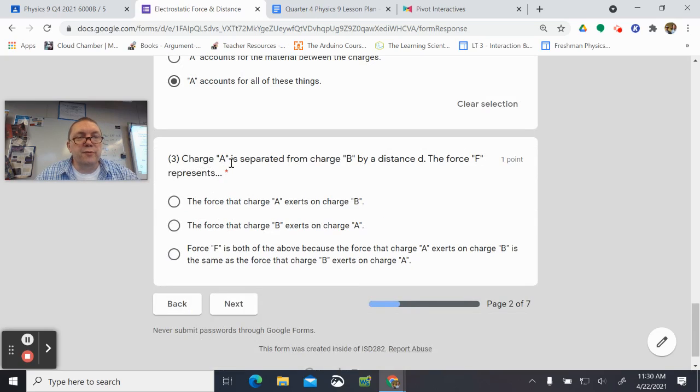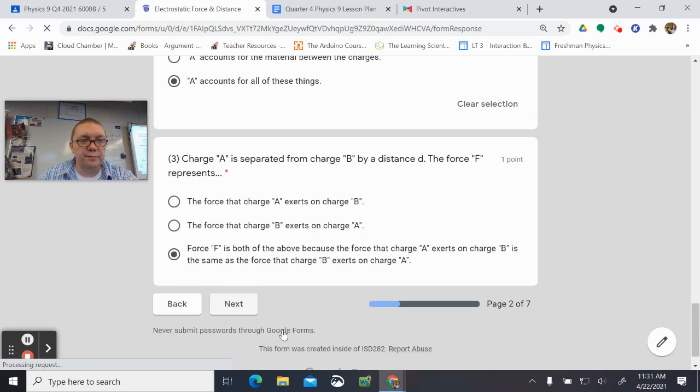And I should maybe have not chosen A and B because we have the A above. This is saying a charge. We'll call that charge A or X or Z or Bob, whatever. We have a charge separated from this other charge by a distance D. The force represents the force that A exerts on B, or the force that B exerts on A, or the force F is both of them because the force that A exerts on B is the same as the force that B exerts on A. And this is just checking to make sure we are remembering that Newton's third law rule about interactions. It should be that one.